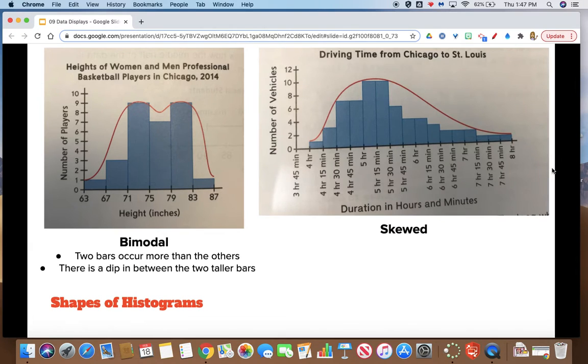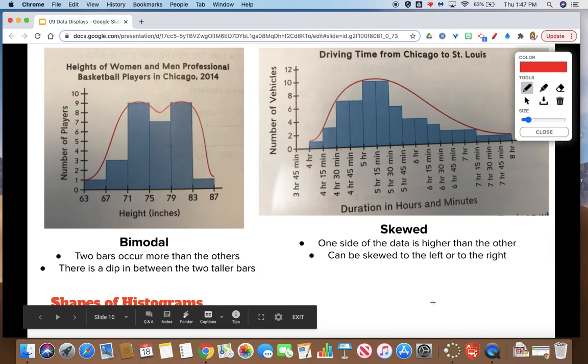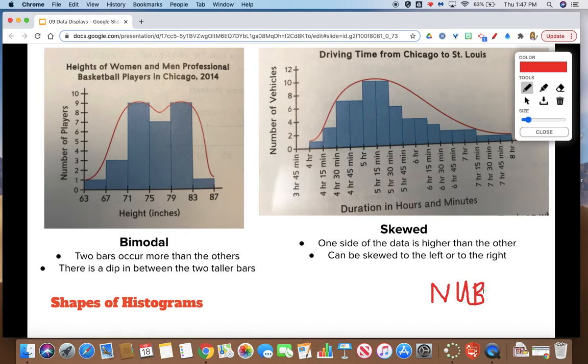The last shape is skewed. This looks similar to the normal, except one side of the data is going to be higher than the other. So notice we have this peak and then it kind of slowly trails off. It can be skewed to the left like this graph or also to the right. There's many acronyms you could make to remember these. Some people do NUBS. Another fun one is BUNS. So you can always write down that acronym to help you remember those 4 shapes.